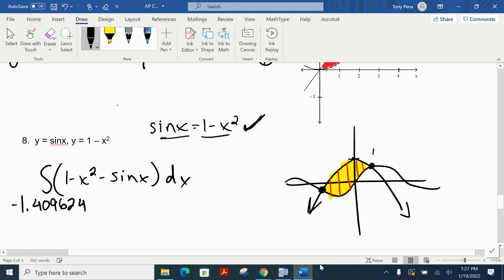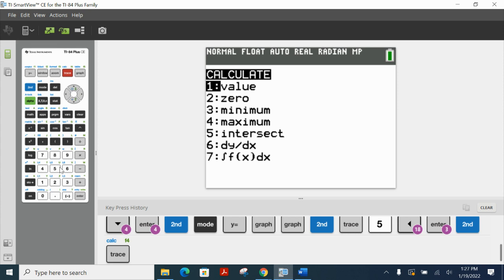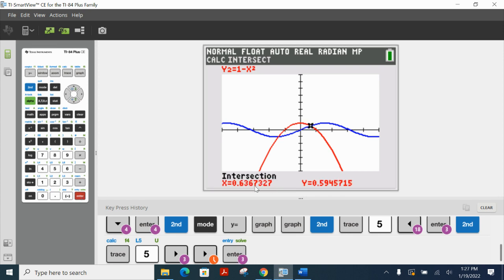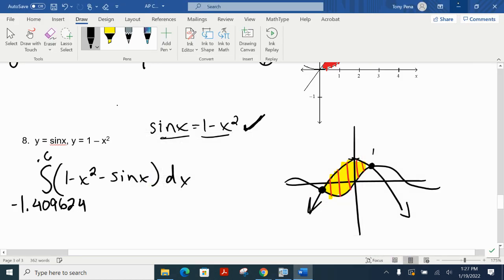So second calc intersect. And now just make sure your little guy gets close to the second intersection point. And we should get this, 0.6367327. All right. From there, it's not hard. Just be careful. It's a lot of plugging into the calculator, a lot of decimals in there.